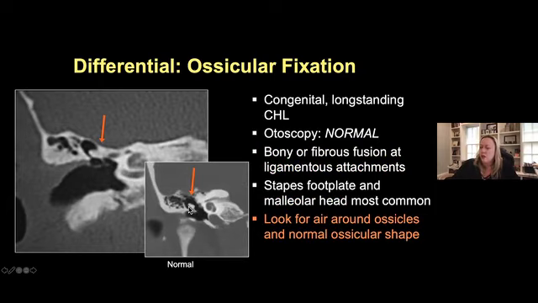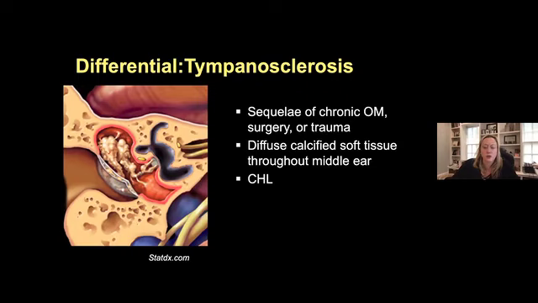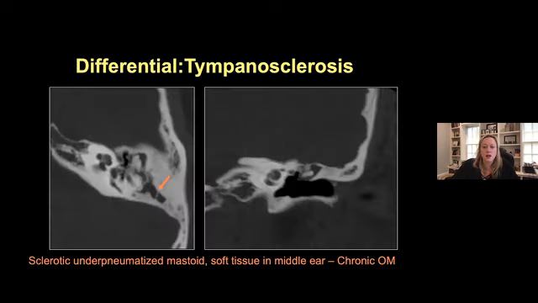Another potential source of conductive hearing loss is an entity known as tympanosclerosis, in which there's diffuse calcified soft tissue throughout the middle ear. It's usually a result of long-standing chronic otitis media, but it can also happen in the setting of surgery or trauma. And as in this case, here's a patient with chronic otitis media.